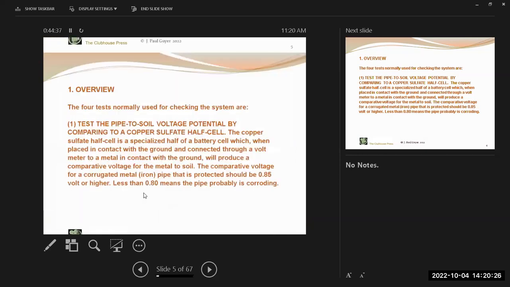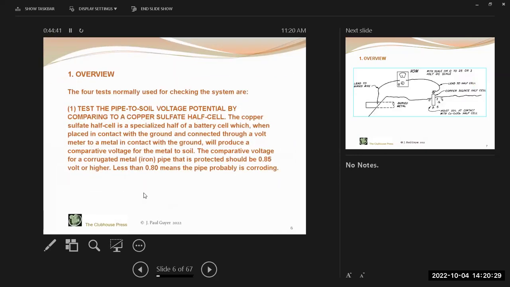The tests that you perform typically, first of all, there's the pipe to soil voltage potential, and this is done by measuring the voltage between the protected structure, the pipe, and a standard electrode which is called a copper sulfate half cell that is stuck in the ground. And so you're measuring the voltage difference between the protected structure and the electrolyte, the soil.